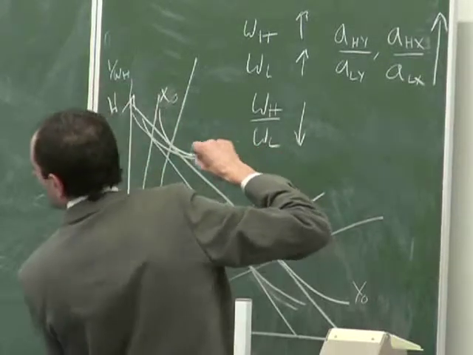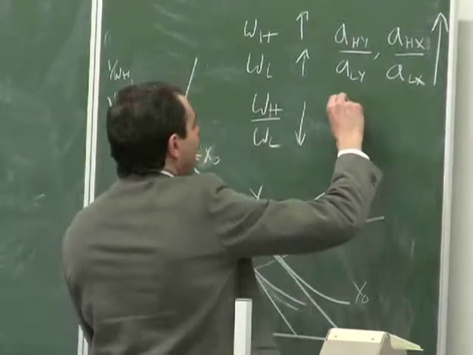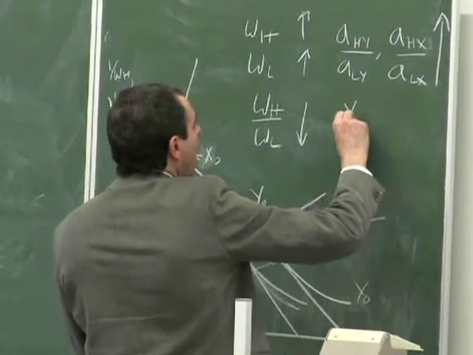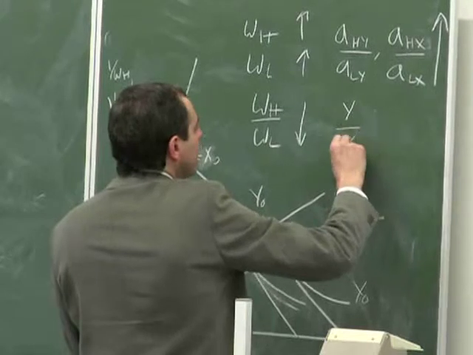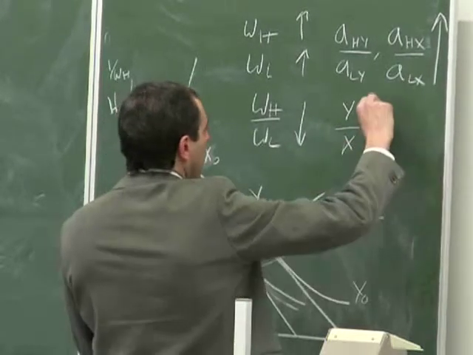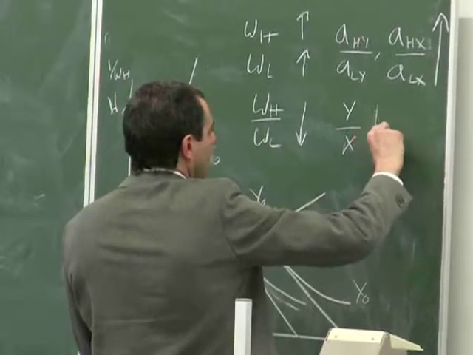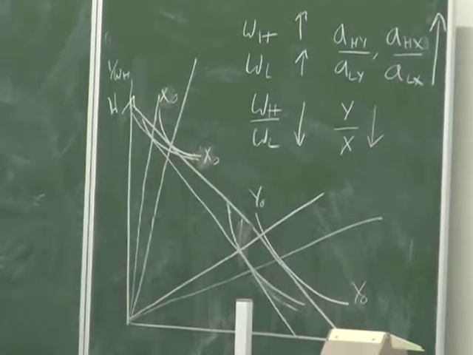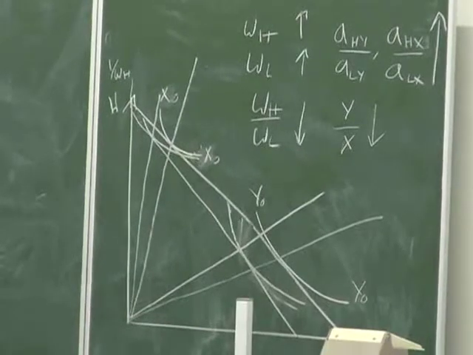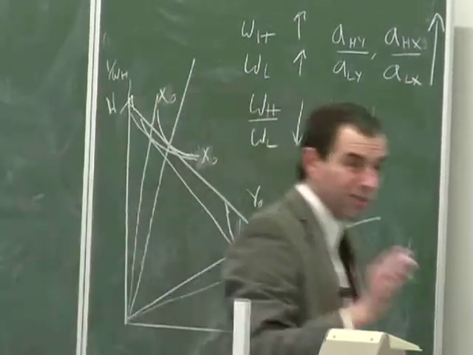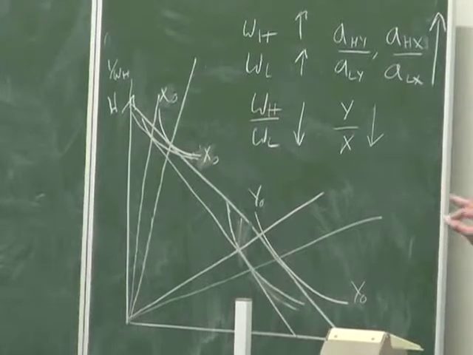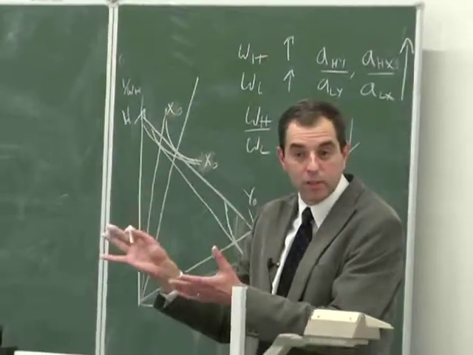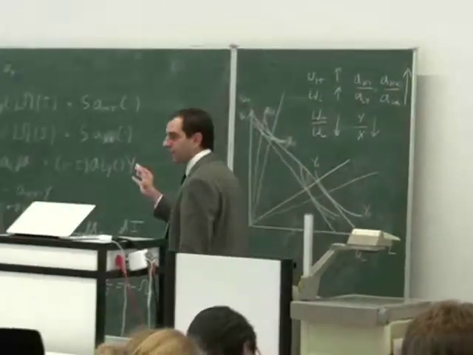So Y over X is going to have to go down, right? So we're going to be reducing relatively, Y is the skill good. Sorry. Yeah, that's right. So Y is the low skill good. That's right. So this technological change is going to cause us to produce more of the low skill good, right, using more high skill labor.